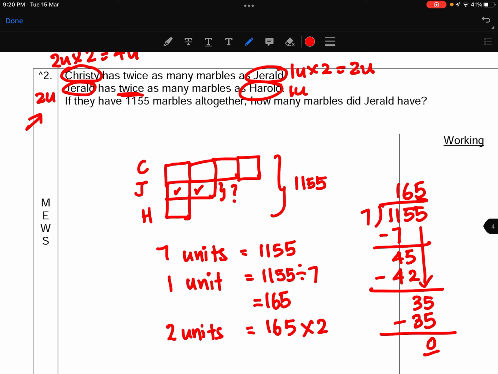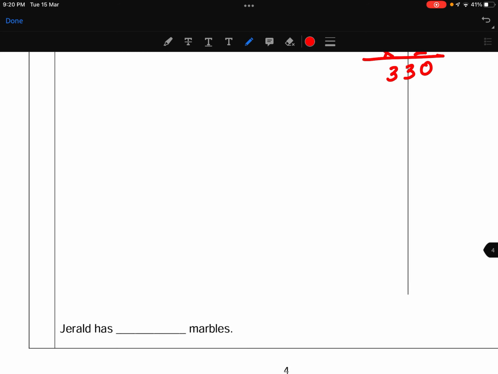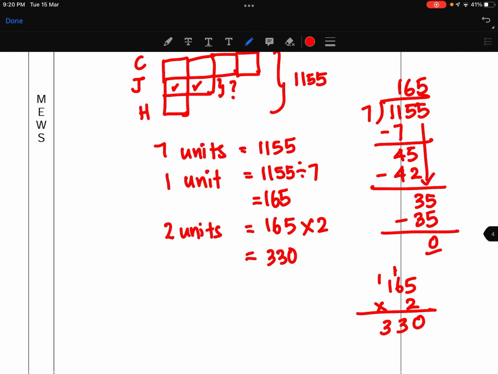165 times 2. Again, if mental sums is not an option, like you find that it's very difficult, you just do your working. No need to rush, alright, to work things out, but in the end you get the answer. So the answer is 330. Let's see whether the statement is given. Okay, the statement is given at the bottom, but you can just put your answer 330 here.